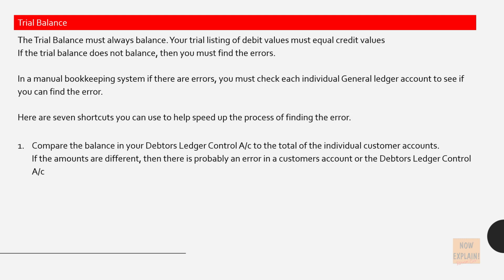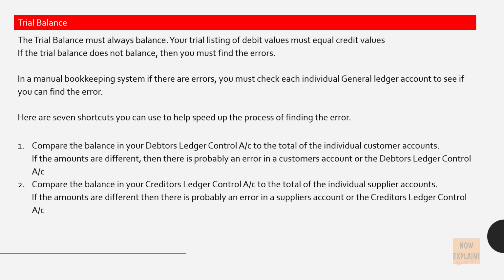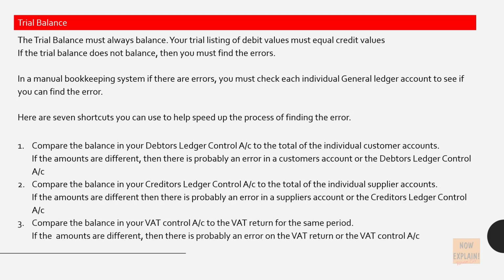1. Compare the balance in your debtors ledger control account to the total of the individual customer accounts. If the amounts are different, then there is probably an error in the customer's account or the debtors ledger control account. 2. Compare the balance in your creditors ledger control account to the total of the individual supplier accounts. If the amounts are different, then there is probably an error in the supplier's account or the creditors ledger control account. 3. Compare the balance in your VAT control account to the VAT return for the same period. If the amounts are different, then there is probably an error on that VAT return or the VAT control account.